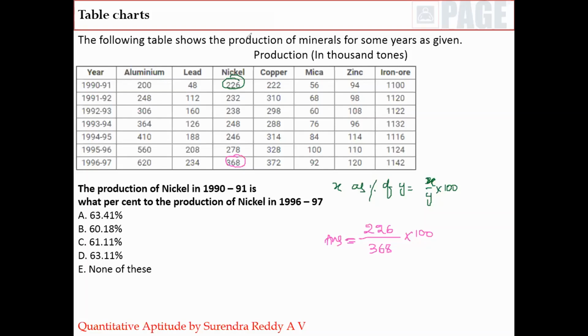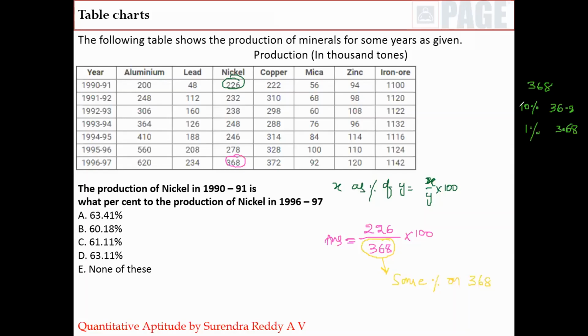One, easy calculations. Actually, this kind of calculation we already explained in caselets. If you take some percentage on 368, we have to get 226, right? What is 10% of the number 368? It is 36.8. What is 1% of the number? It is 3.68.